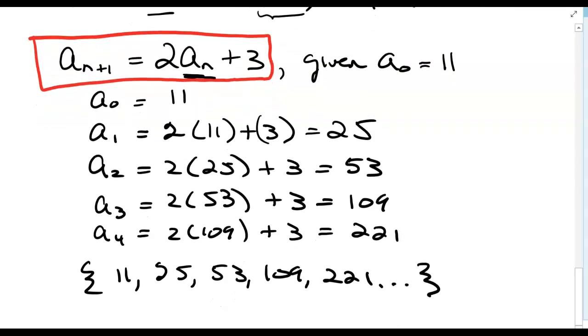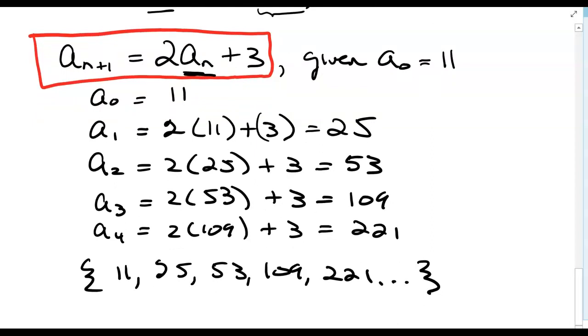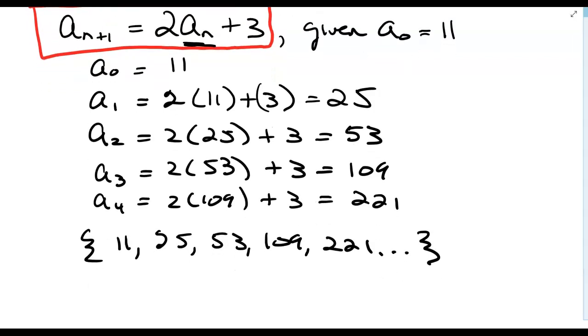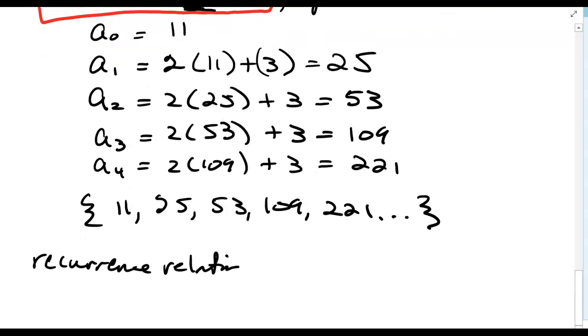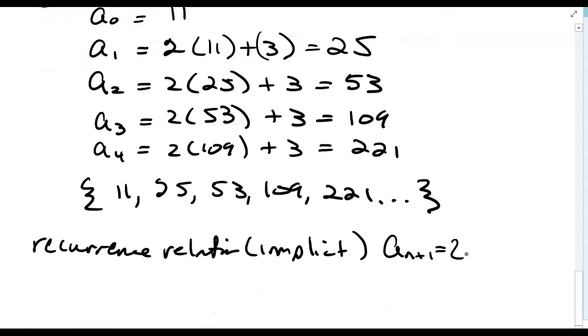If I wanted, I don't know, the 100th term, I would have to go ahead and find all 99 terms, unless I can come up with my explicit. So our recurrence relation, or what I would call the implicit formula, is a sub n plus 1 equals 2 a sub n plus 3.